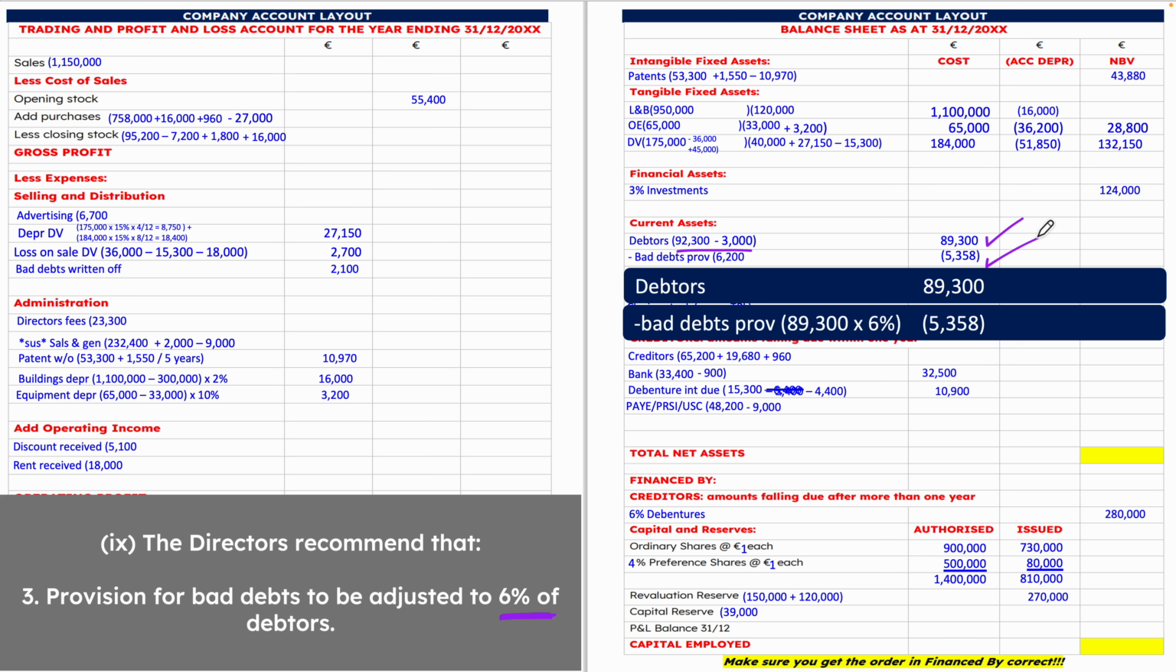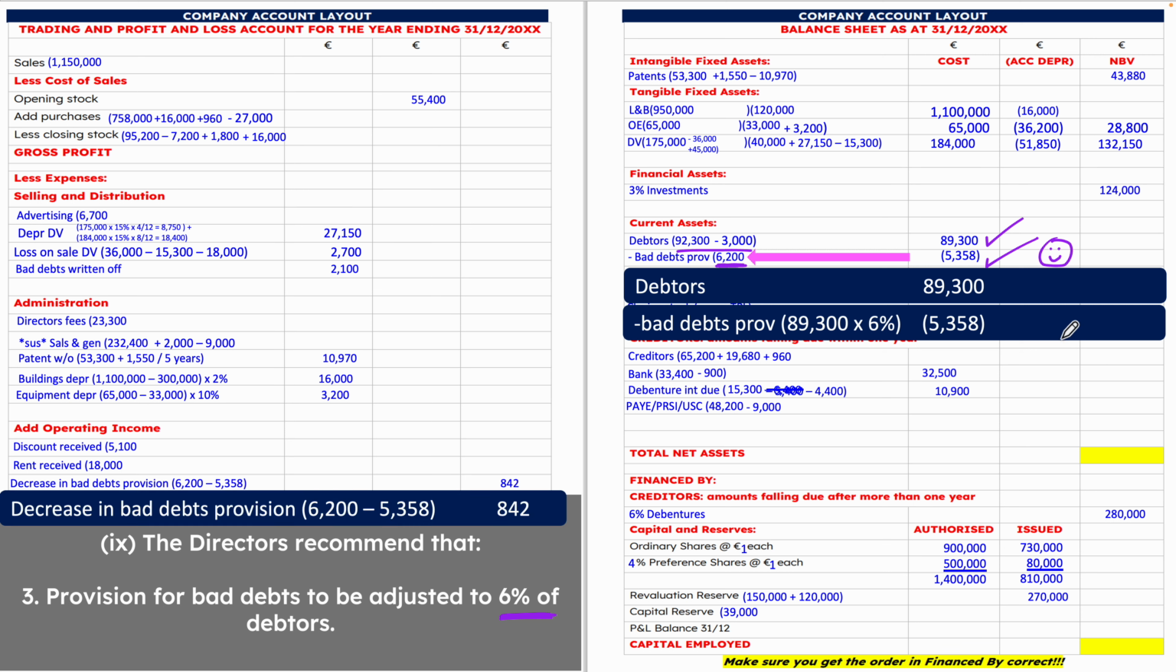Okay, but it hasn't happened yet. Like that's not the issue. It's just we're saying in our balance sheet, listen, we mightn't get all of this. Now we'll compare that to what was already in the trial balance. So the trial balance had a bad debts provision of 6,200. Now this 5,358 is less than the 6,200, so that's happy days. We're delighted with that, and that then is going to be a decrease in bad debts provision. So it was 6,200, that was the figure from the trial balance, but it's now 5,358, so 842 is the decrease in bad debts provision.